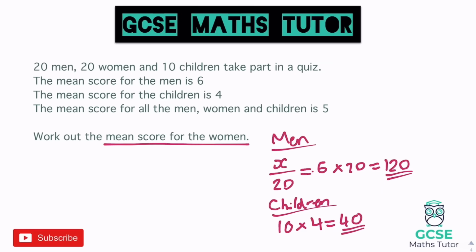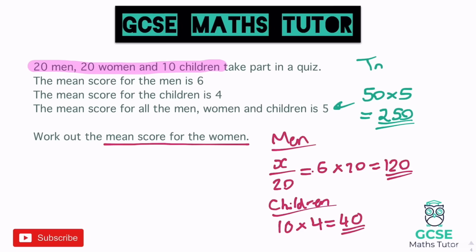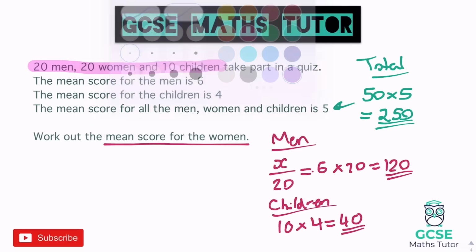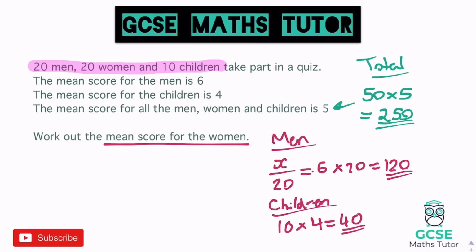There we go. Now we don't actually know what the mean is for the women, that's what we're trying to work out, but what we are given is this last bit of information here, which says the mean for all of them is 5. Now in total, if we have a look at the question, it says there are 20 men, 20 women and 10 children. So that's 50 people with a mean of 5. So we could do 50 people times the mean, which is 5, which gives us a total score of 250. So that's our total there. So now we know the total score, we know the score for the men, we know the score for the children, so we can actually work out what score the women got.